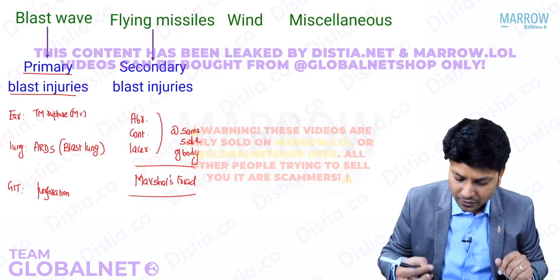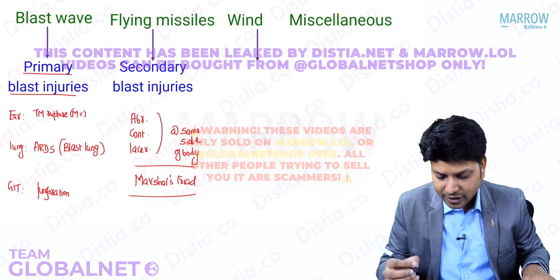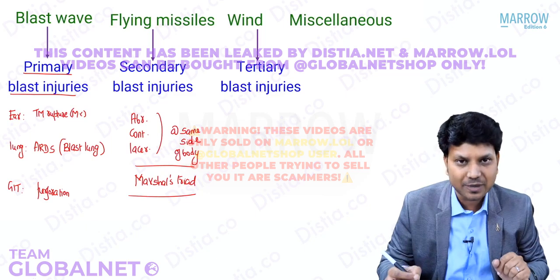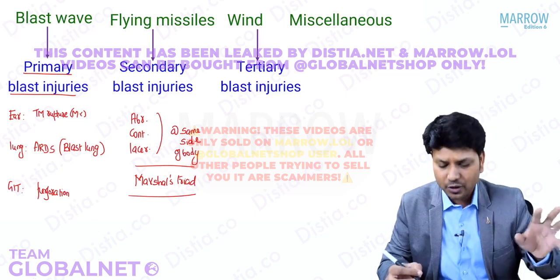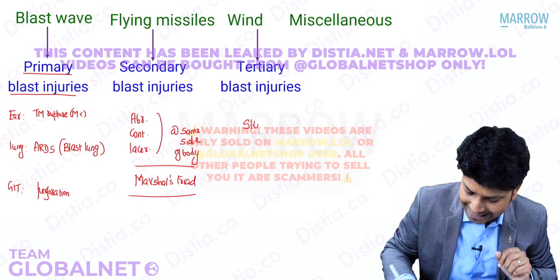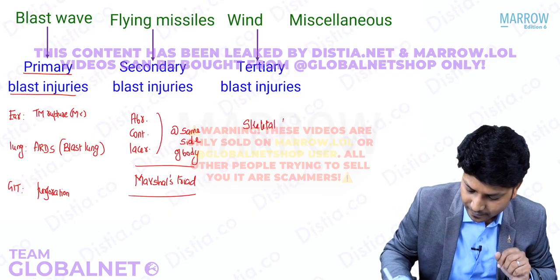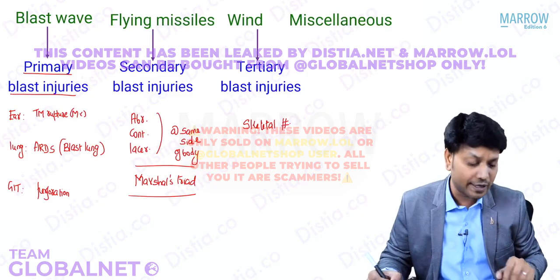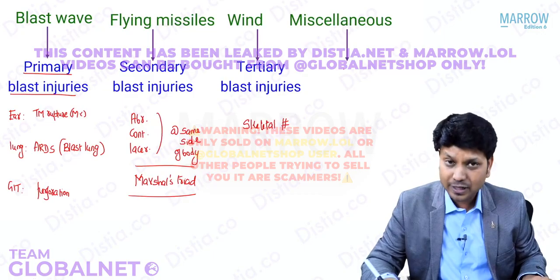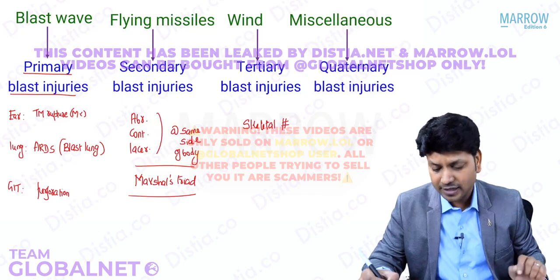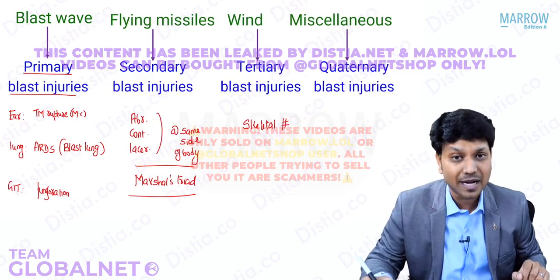Fine. And coming to the third product, that is wind. Injuries produced by wind, we call tertiary blast injury, where I told you a person can be thrown away. When the victim is thrown away, the person can get skeletal fracture. And the last one, I told you miscellaneous. There can be a building collapse, there can be a fire in the building. All these injuries will be called quaternary blast injury.